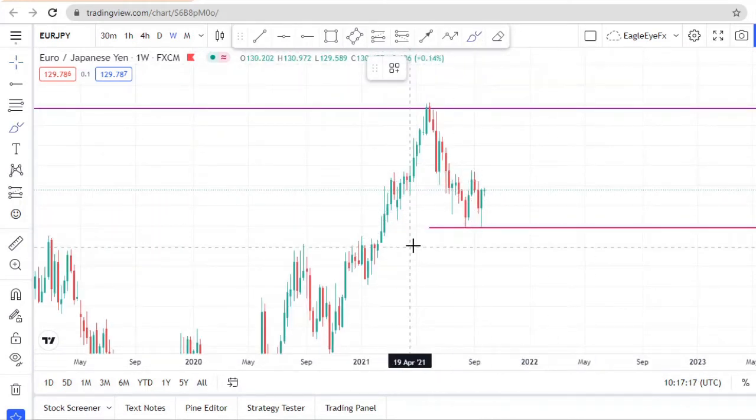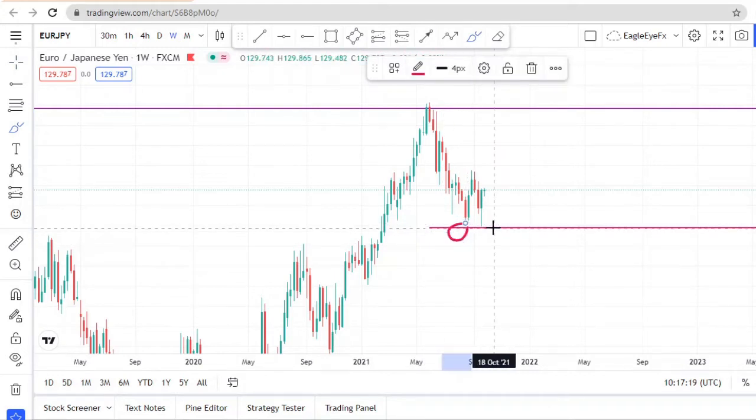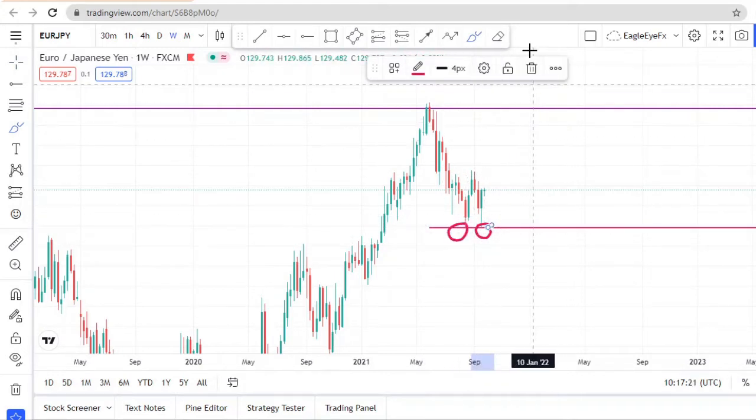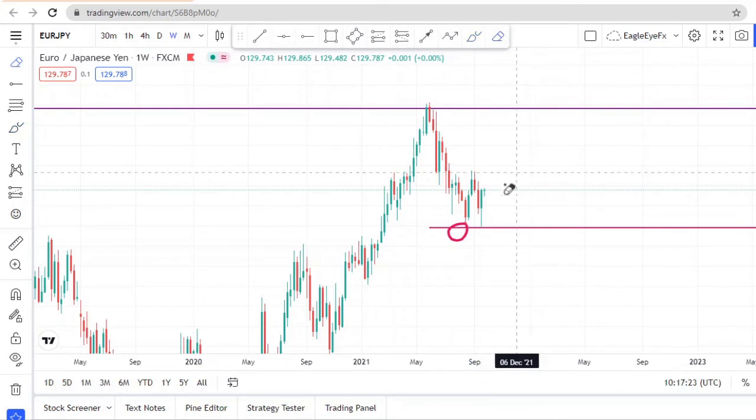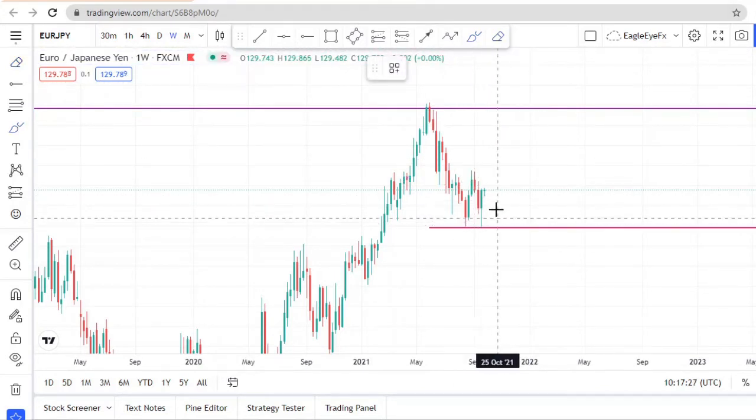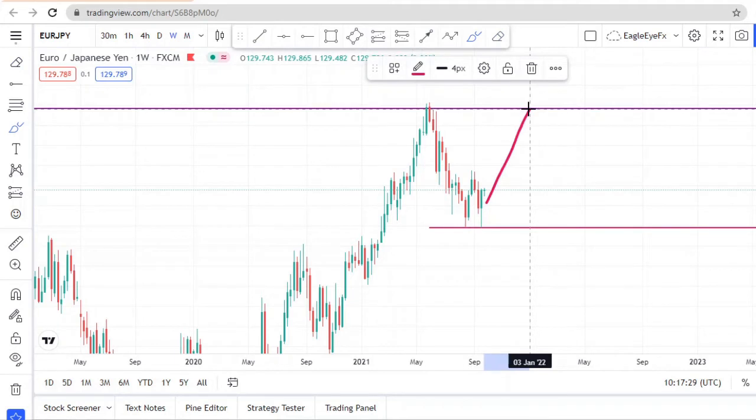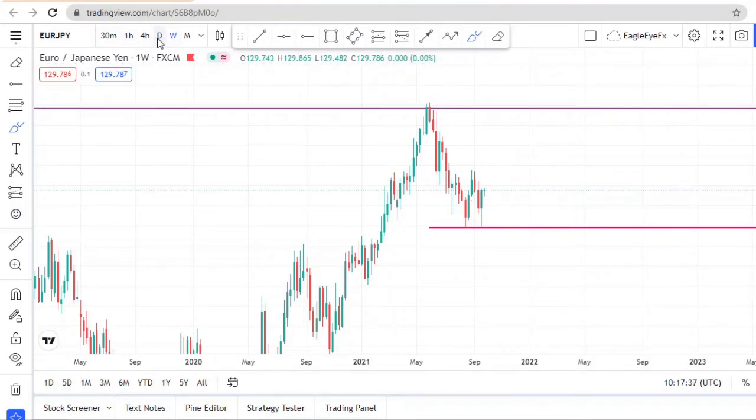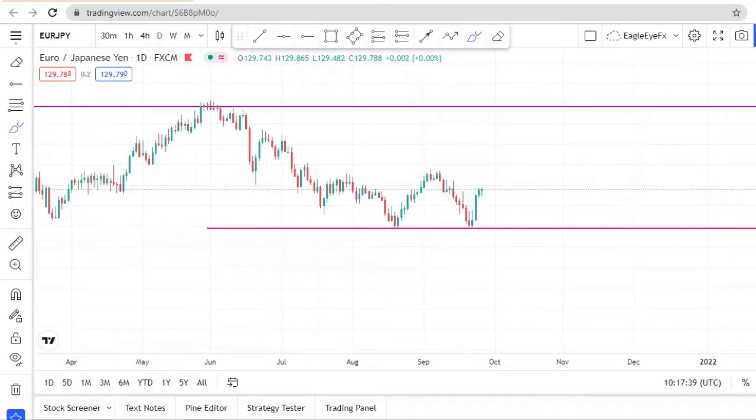So already on the weekly time frame, you can see that it has formed something like a double bottom. A double bottom means that the market is going up, so perhaps it's going to go up to find more strength to continue falling, or it might go up and break and continue going up. So let's go down further to the daily time frame.